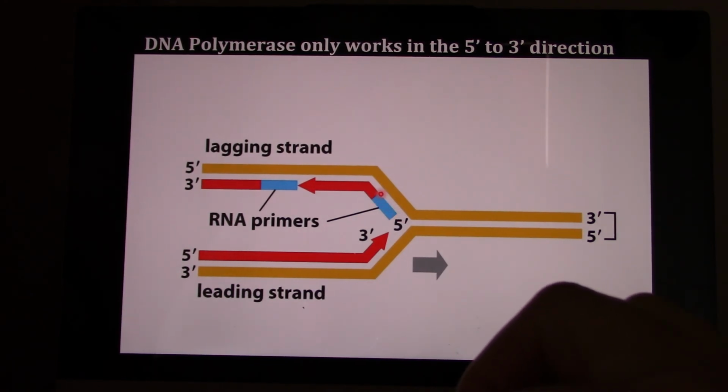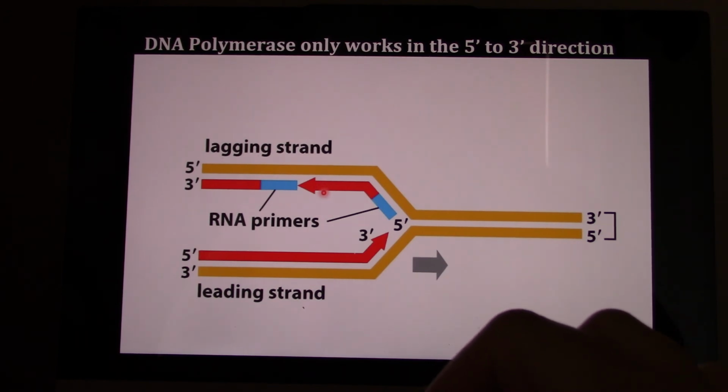Why do we have to make that RNA primer? Because DNA polymerase has to have that 3' hydroxyl in order to recognize it as a substrate and catalyze the reaction of making this new DNA with monomers.